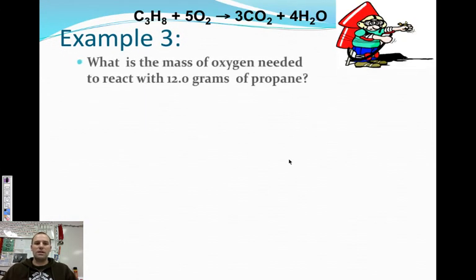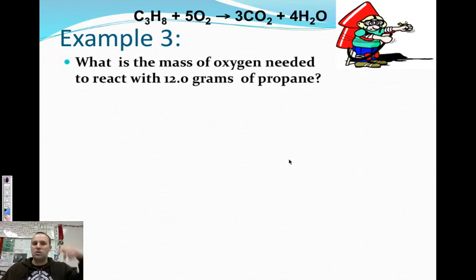Try another example. Again, do the same as last time. Try and figure this out. When in doubt, convert to moles. Look at what you're trying to get to, and press pause and then press play again when you've worked it out, and then watch me do it. Don't just watch me do it, try it on your own first. Okay, so let's do this one together.